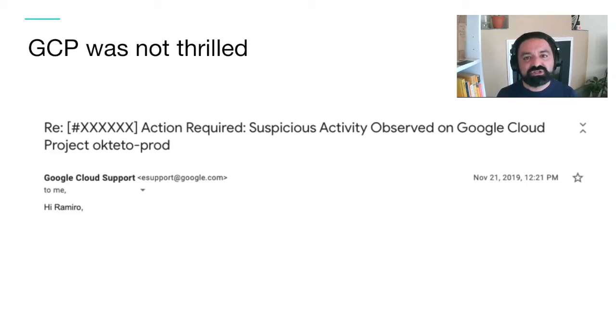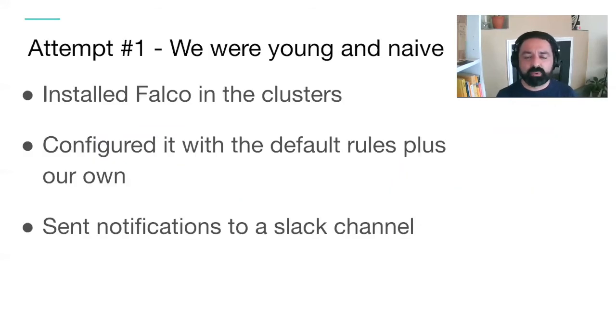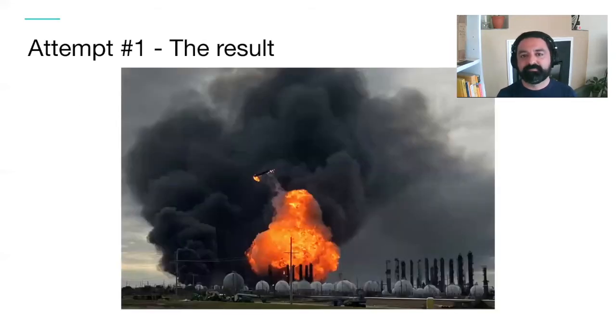So we did some research, talked to some of our friends, and ended up finding Falco. It looked like just the tool we needed. So we went ahead and installed Falco in our Kubernetes clusters. We configured the default rules, added a few more based on what we'd seen so far, and started to send notifications to Slack. After a few hours, boom, our clusters were down. We logged in, and we had to roll everything back and get it under control.